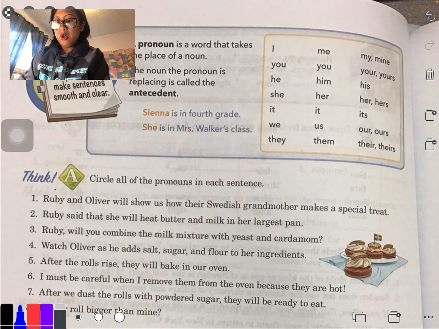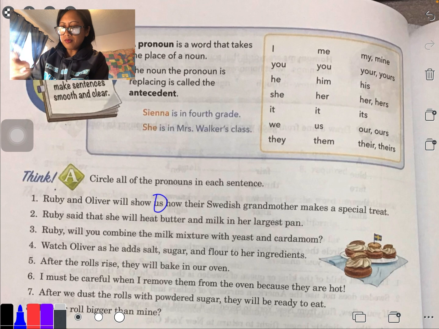Ruby and Oliver will show us how their Swedish grandmother makes a special treat. You see how when I read it out loud and I skipped the word, it didn't make sense, so I reread it? That's what good readers do. When it doesn't make sense, reread it for better context. All right, I see 2 pronouns, us and their.